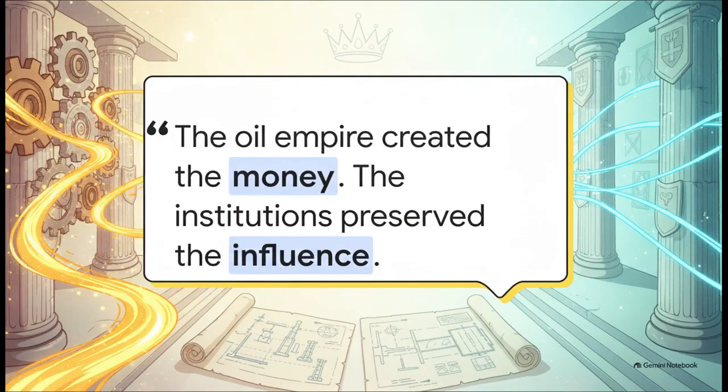And this brilliantly illustrates our core theme here. The oil empire created the money. The institutions preserved the influence. You see, the business itself made him incredibly wealthy, but it was these lasting, carefully structured institutions that ensured his family's power, name, and influence would survive for generations to come. The empire of oil disappeared as a single centralized entity, but the empire of institutions, that absolutely remained.